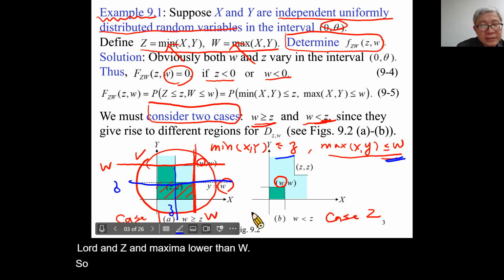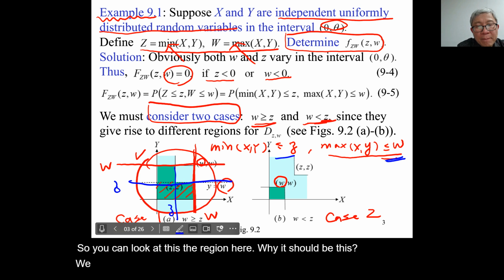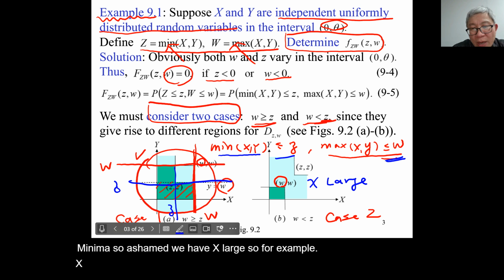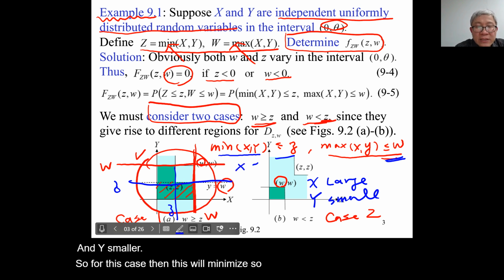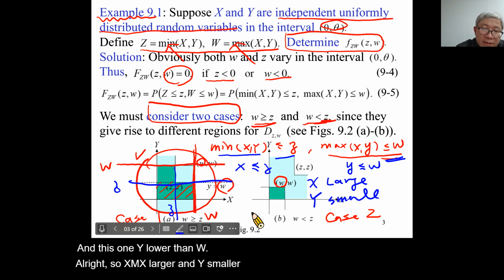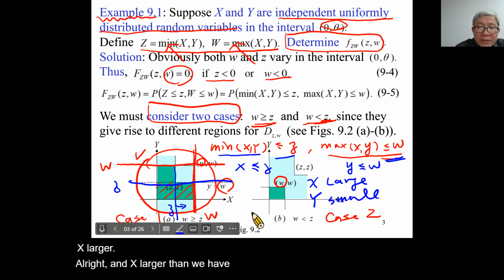So you can look at this region. Why should it be this? We have the minimum, so assume we have x large, for example x larger and y smaller. For this case, the minimum is y, so it's y lower than z, and x lower than w. Alright, so x larger and y smaller. So here, look at this one, x larger, and then we have this interval, x smaller than w.